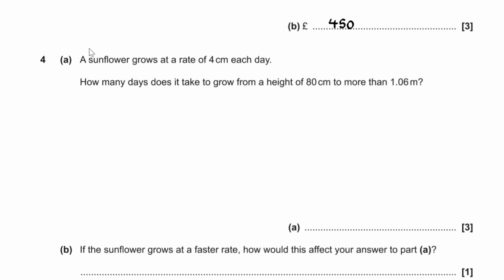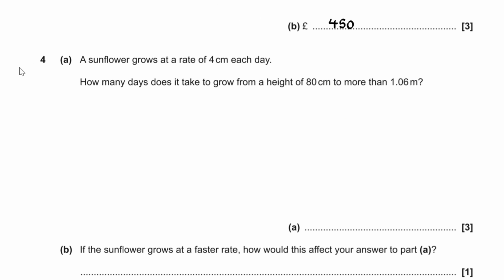Question number 4 for part A. A sunflower grows at a rate of 4 centimeters each day. How many days does it take to grow from a height of 80 centimeters to more than 1.06 meters? Well, there's a couple of ways of doing this. We can simply continuously add on 4 centimeters to 80 centimeters until we get 1.06 meters. Now, you'd find over here we have centimeters and here we've got meters.